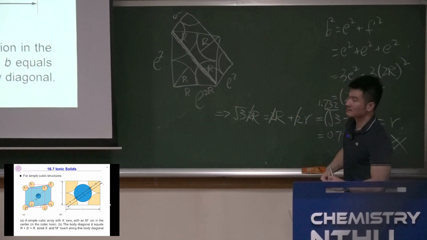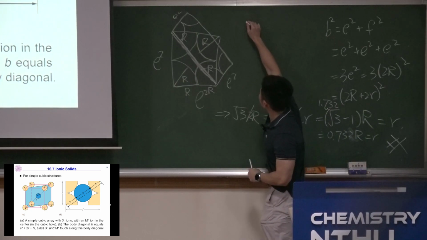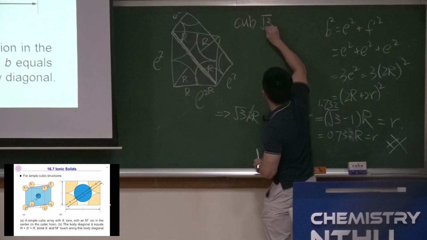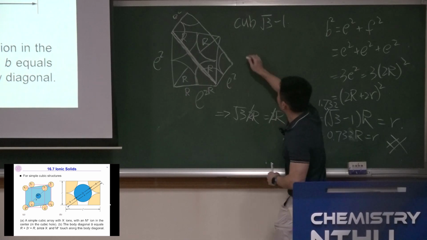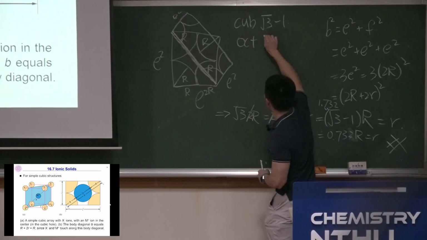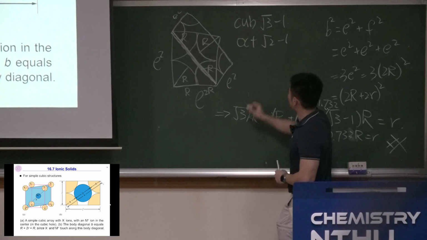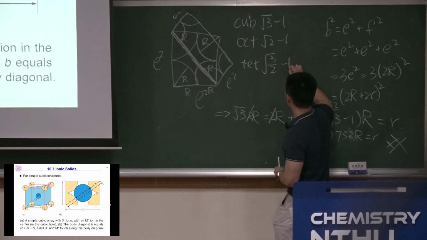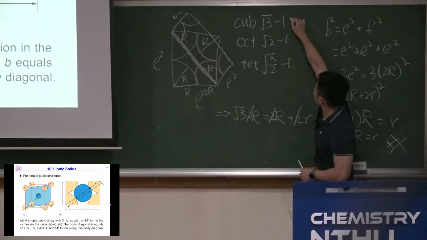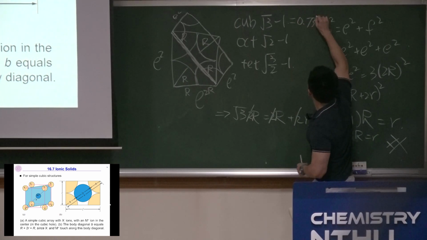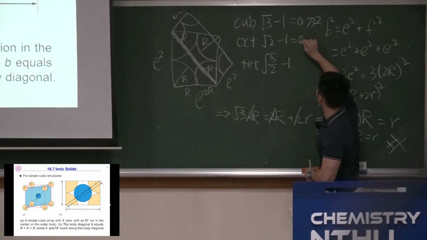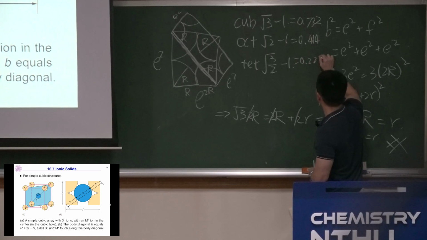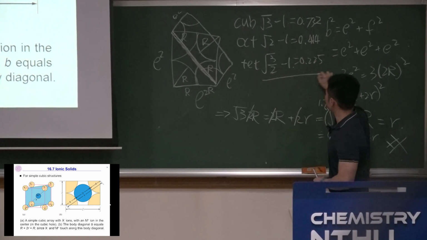Hence, we can summarize, and you need to remember this. For the cubic hole, it is the square root of 3 minus 1. For the octahedral hole, it's the square root of 2 minus 1. And for the tetrahedral hole, it's the square root of 3 over 2 minus 1. And the numbers, if you evaluate them, are 0.73, 0.41, and 0.22. Okay, and you need to memorize these 3.